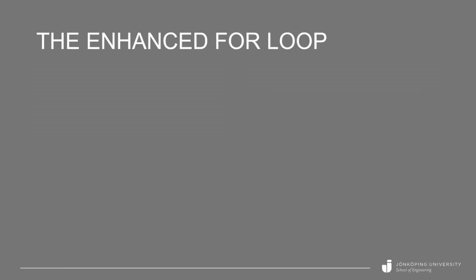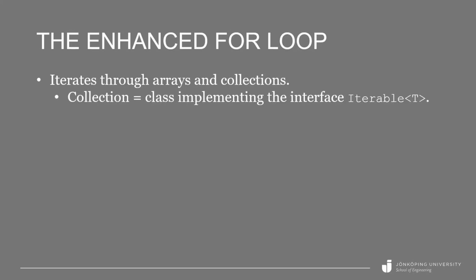In Java, we also have a loop called the enhanced for loop, and it is a better way to iterate over values in arrays and in collections. And a collection in Java is any class that implements the interface called Iterable of a specific data type. When we use the enhanced for loop, we don't iterate over the indexes in the array or in the collection. Instead, we iterate over the values.